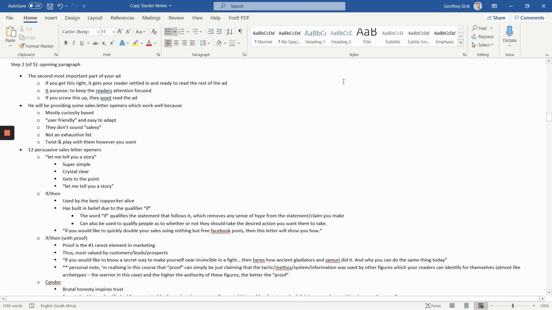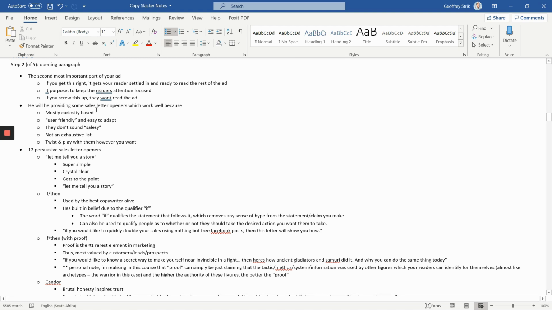So let's go through the points here so we get through it more clearly. As I said, this is the second most important part of your ad. If you get this right, it gets your reader settled in and ready to read the rest of the ad. Its purpose is to keep the reader's attention focused. If you screw this up, they won't read the ad.